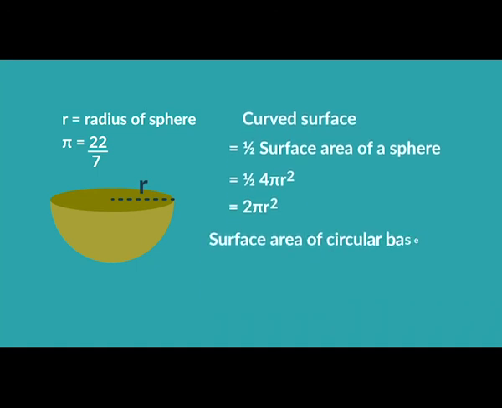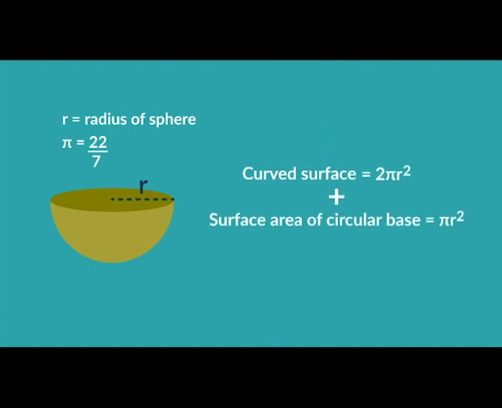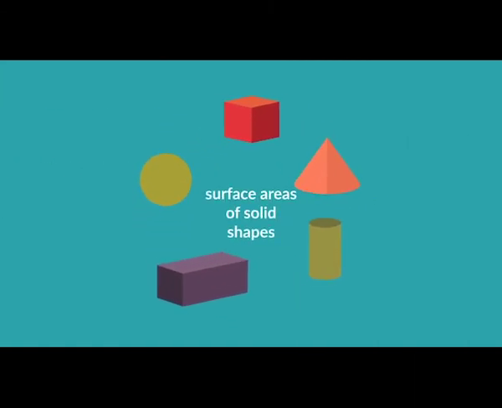The surface area of the circular base is equal to pi r squared. Let's add the two parts together. When we simplify this, we are left with a formula for the surface area of any hemisphere. Surface area equals 3 pi r squared. That's it! You now know everything you need to find the surface areas of solid shapes.